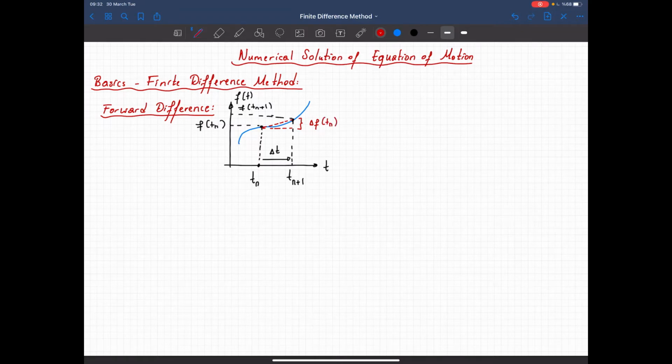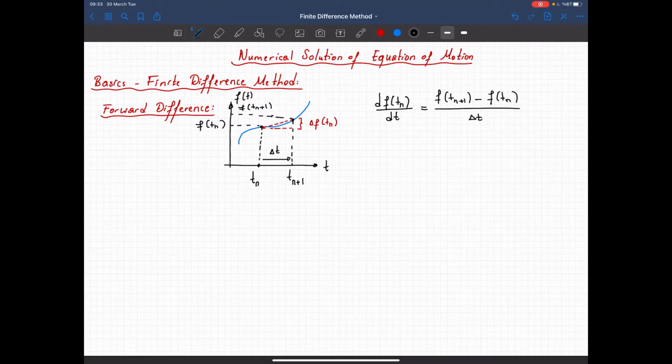tn. Okay, now the first derivative of this function, df tn divided by dt, the first derivative will be the slope of this line, which is equal to delta f tn divided by delta t. So I can just write it this way: f at tn plus 1 minus f at tn divided by delta t. So that's the first derivative.